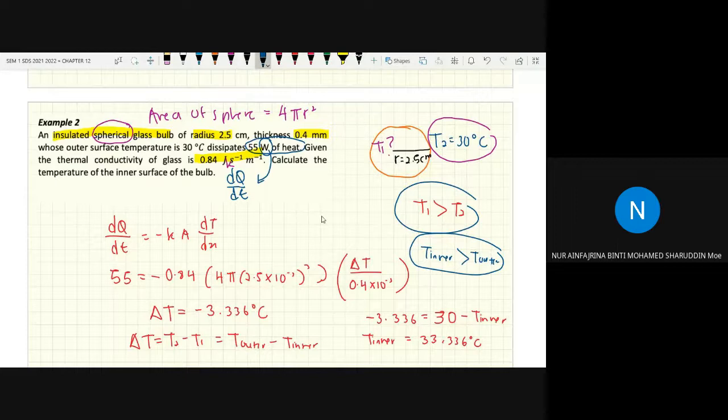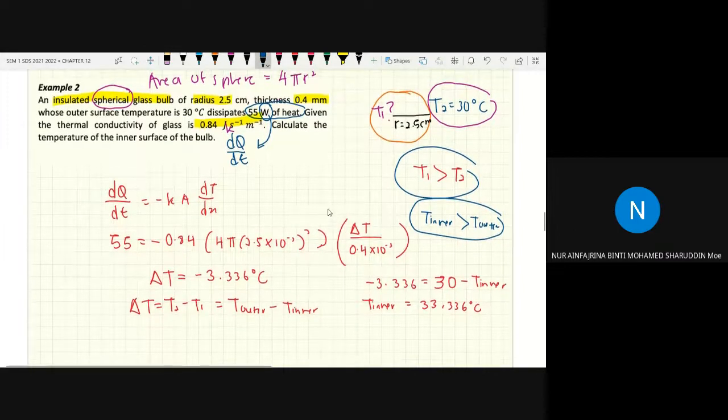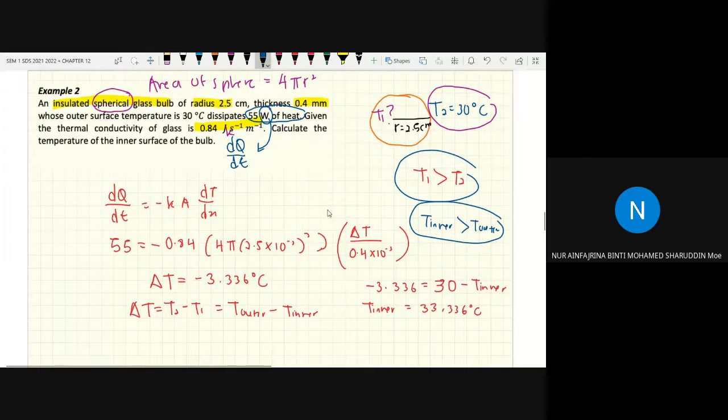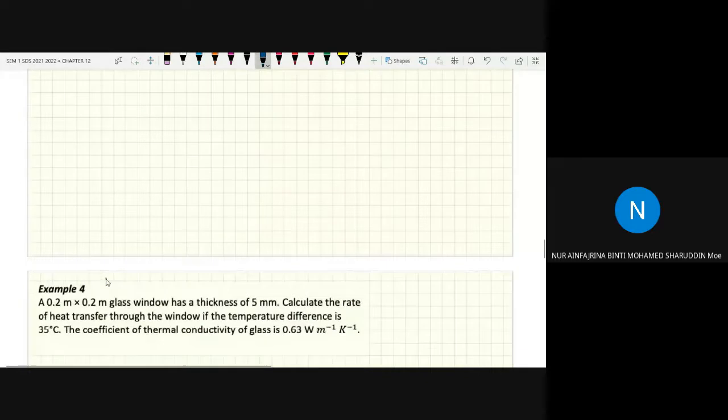Okay, now for example 3 and example 4, dia akan jadi homework. Esok Miss akan bincang waktu lecture. Okay, boleh Miss proceed? Boleh. So here will become homework and here will become homework as well. Okay, yang ni sangat mudah, ni sangat cepat.